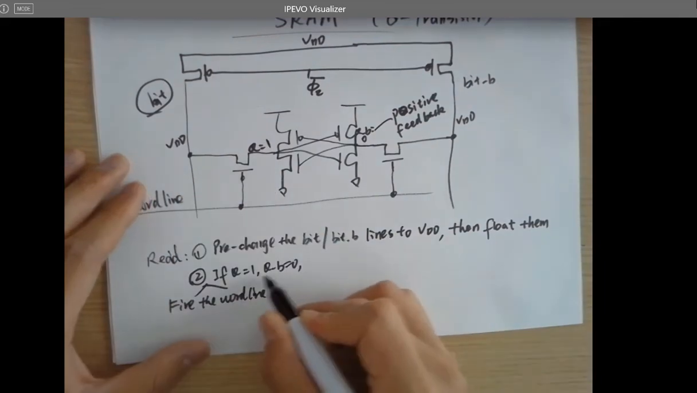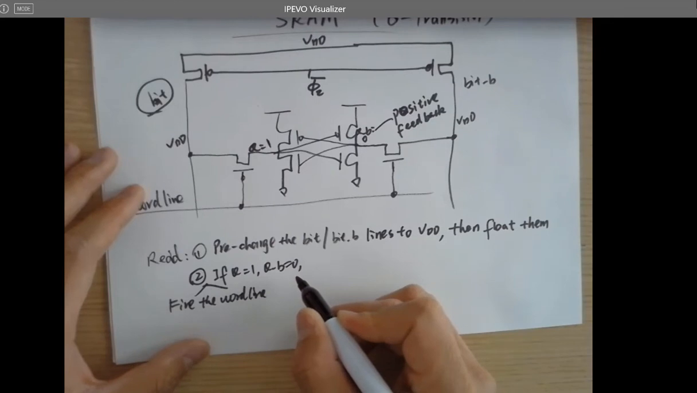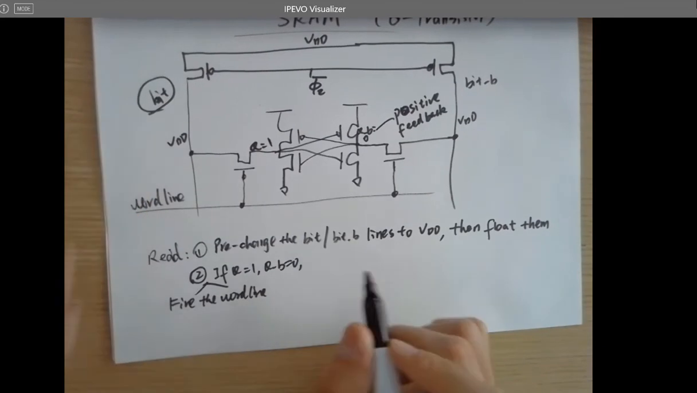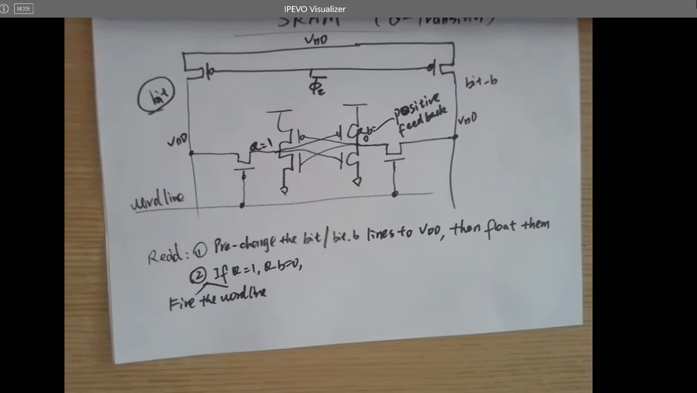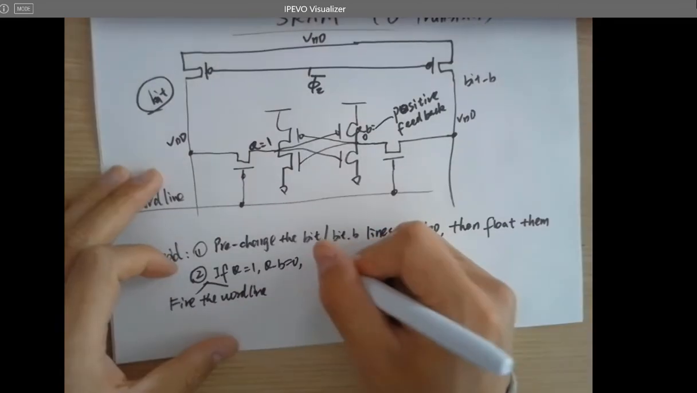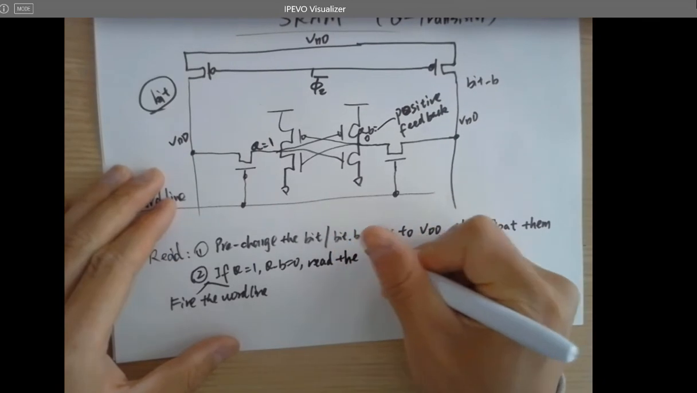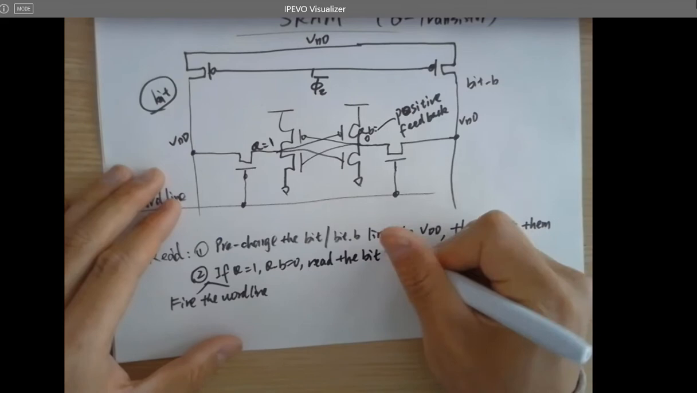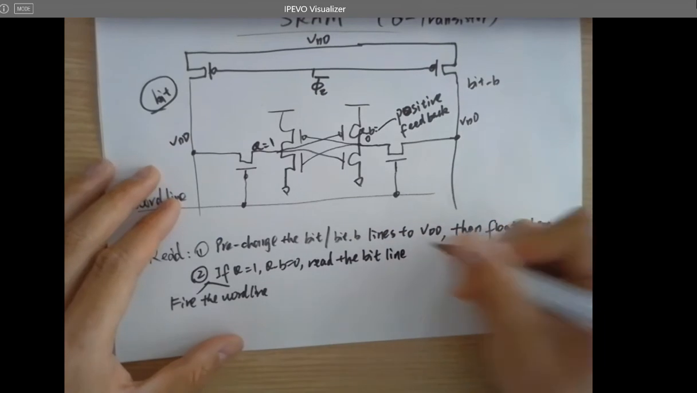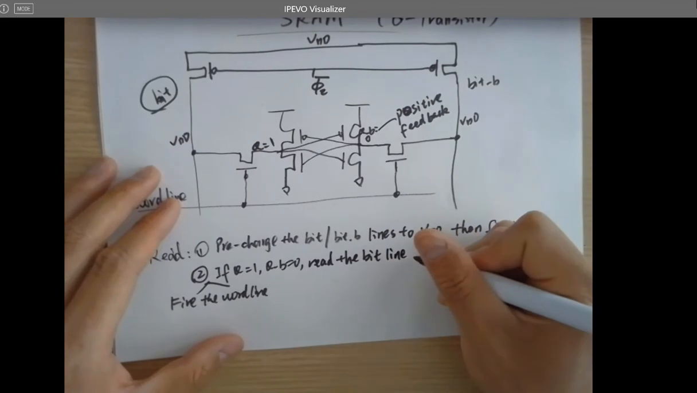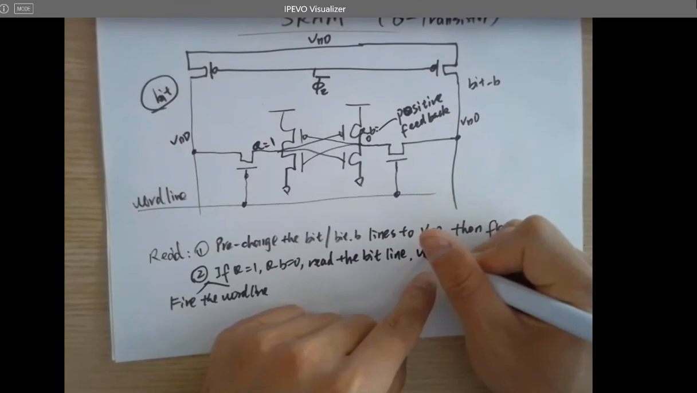If Q is 1, Q bar is 0, then it's not responding. Then read the bit line. And what's the data here? Which will be VDD, right?